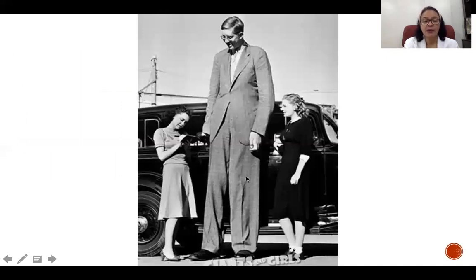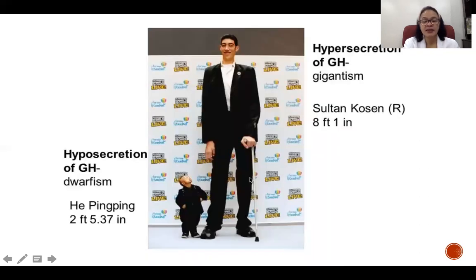So this is a picture of one of the tallest patients with gigantism. The girls there are of normal height, so it's almost double. This is Sultan Kosen. They were featured in the Guinness Book of Records. This is the tallest with a height of 8 feet and 1 inch. And then this is Ping Ping manifesting dwarfism, with a length of 2 feet and 5 inches.